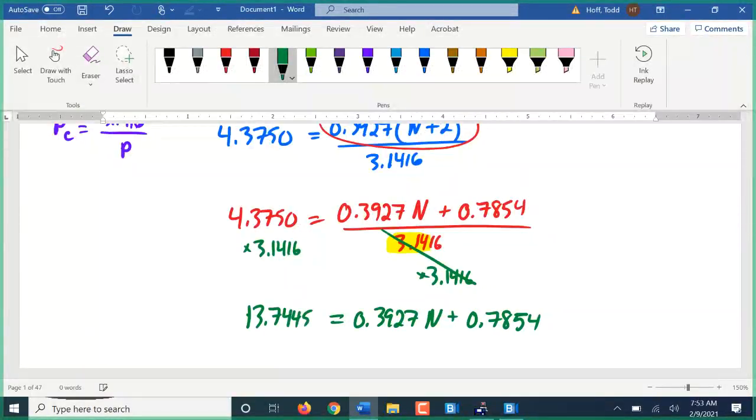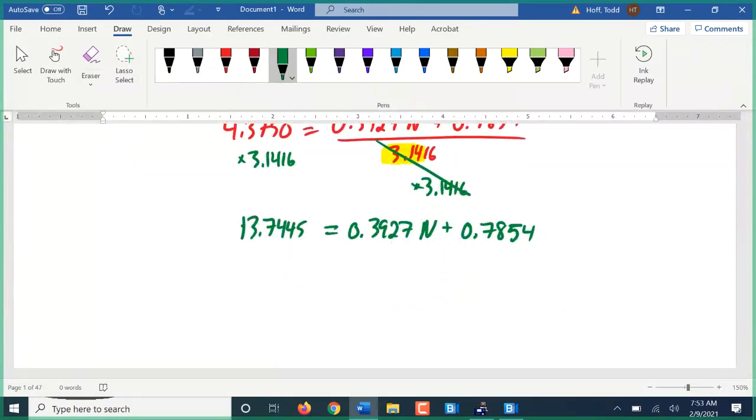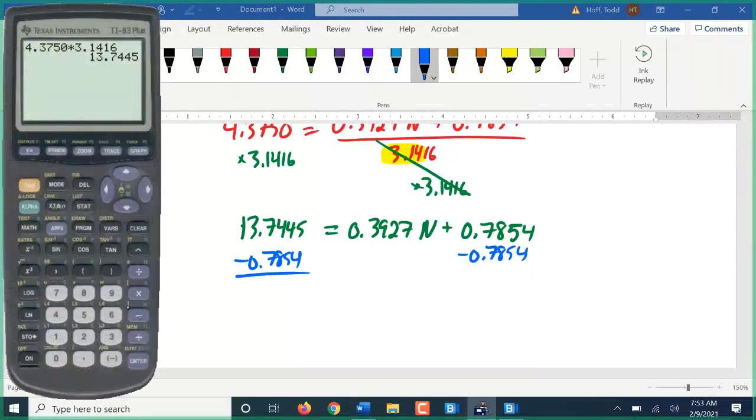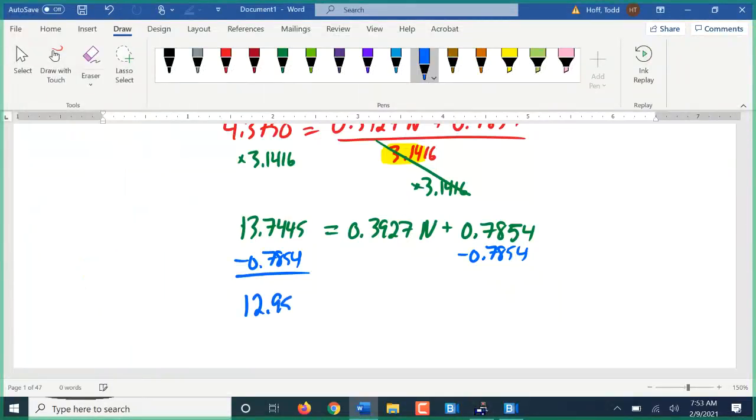Now to finish solving this, we have to subtract the 0.7854. So 13.7445 minus 0.7854, 12.9591 equals 0.3927n. Of course, the last thing we have to do is to get rid of the 0.3927. It's multiplying n, so we're going to divide by it.